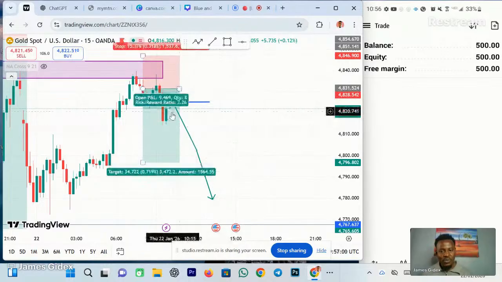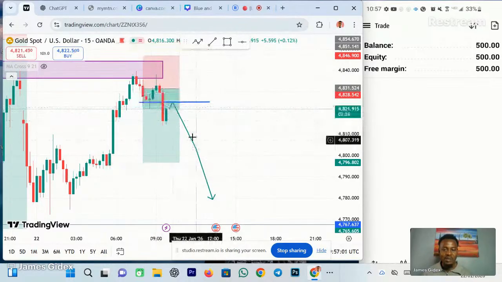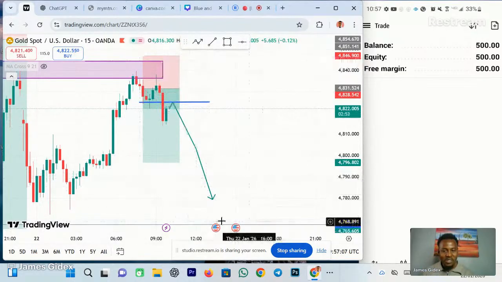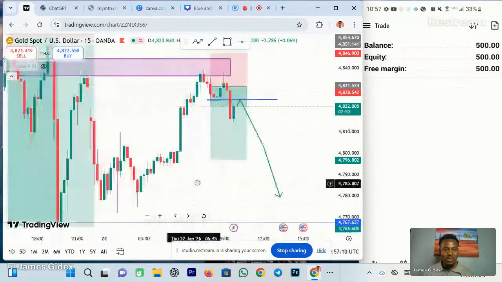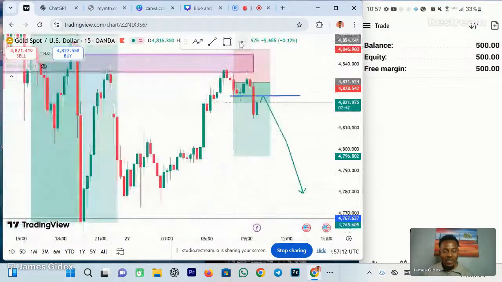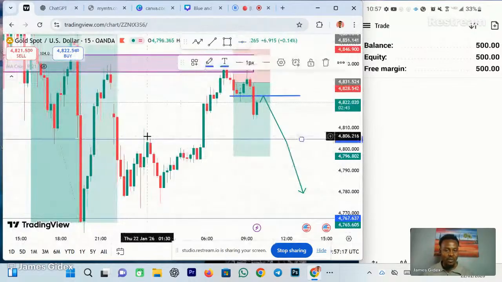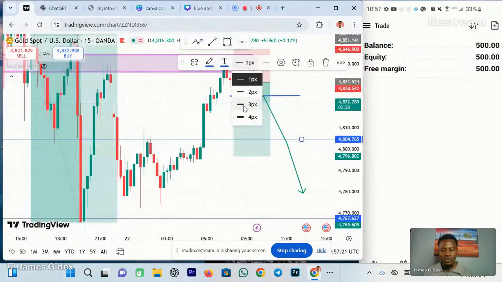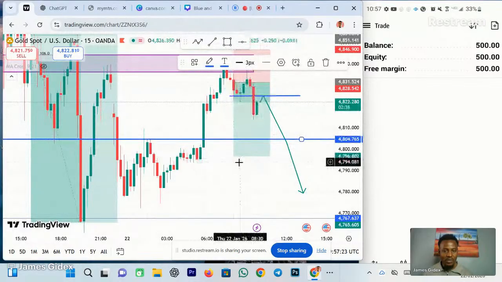If it gets over here to retest this level, then it's possibly going to get down to this place right here. Let me show you guys something. Now, if the market retests this particular level right here, it will get all the way down to this particular level. Let me make it bold again. It will get all the way down to this particular level right here.